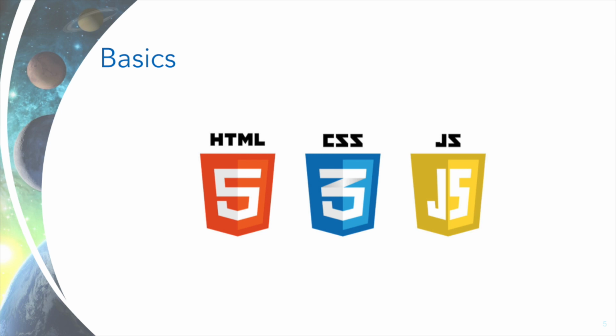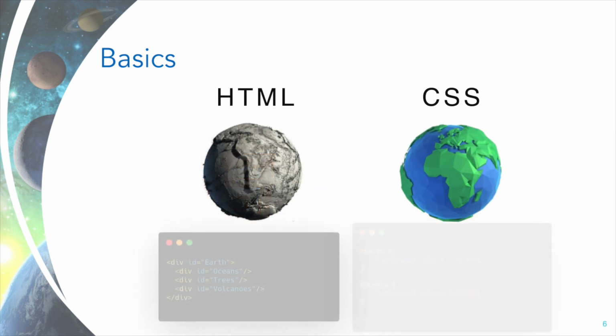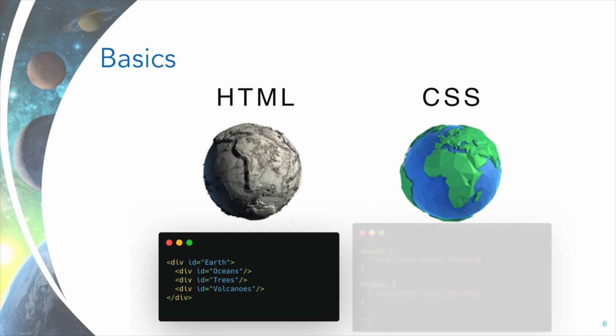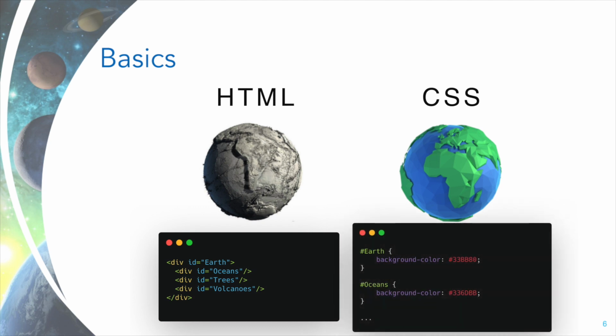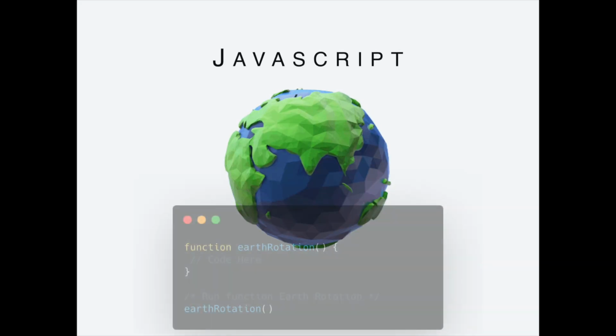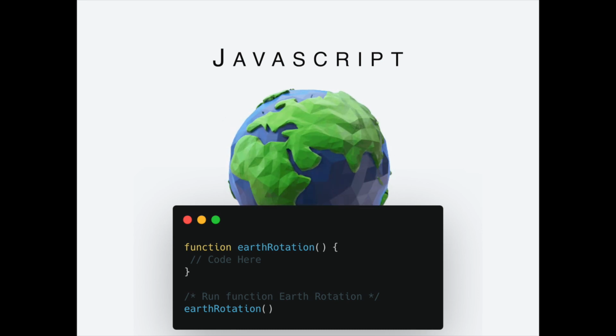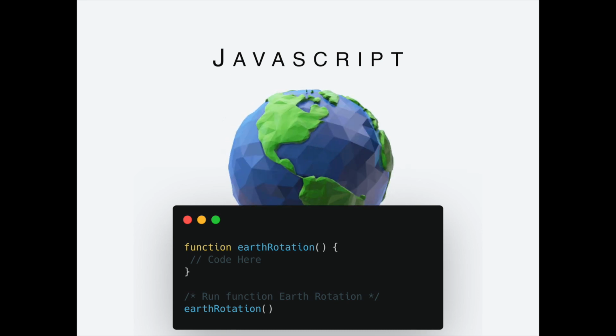If we think about the Earth as a website, we will have something like this, where we will have maybe a parent div called Earth and children divs called oceans, trees, or maybe volcanoes. So what if we apply some CSS, maybe some background colors to both divs? Well, we will have something like this. Now the Earth looks great. But what about JavaScript? Well, as we said before, JavaScript is about functionality. So you can create a function that generates this rotation of the Earth. Why not? So I hope this makes sense for you, and let's keep going with the next topic.